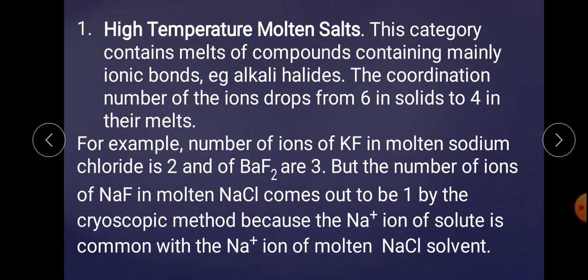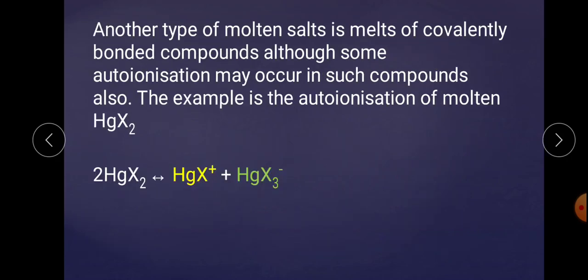Another type of molten salt is melts of covalently bonded compounds, although some autoionization may occur in such compounds also. The example is autoionization of molten salt. Let's check out, HgX2 gets autoionized into HgX positive and HgX3 negative. So these metal halides get converted into the cation and anion by means of autoionization.